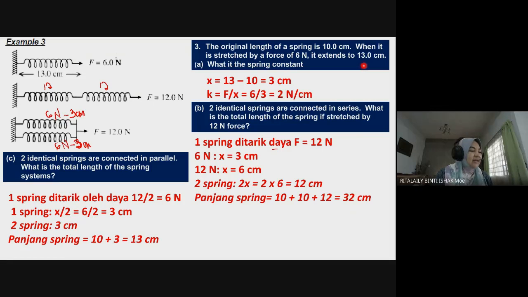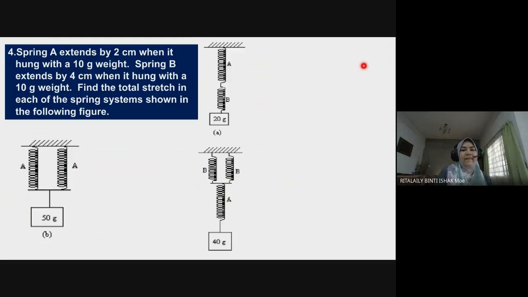So any question? Okay, kalau tak ada apa-apa question, we are going to discuss this next week. Saya akan bagi exercise ni for you to answer first.